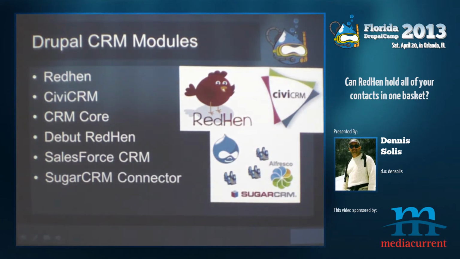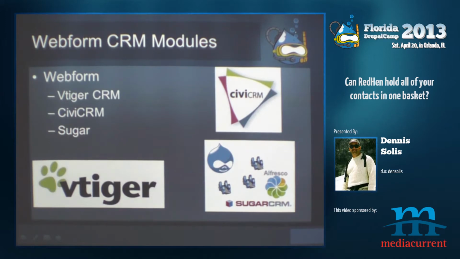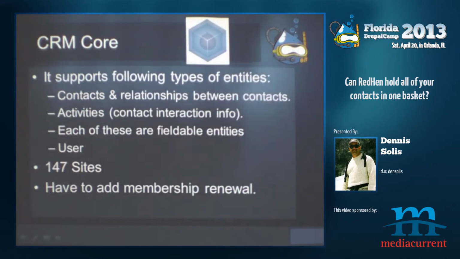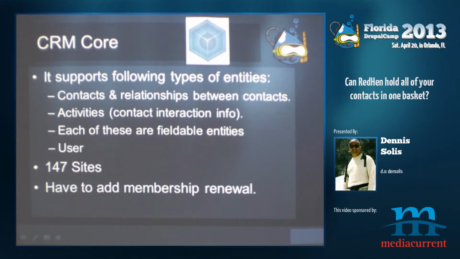There's quite a few CRM modules out there. There's RedHen, Civvy CRM, CRM Core. Debut RedHen is just kind of a modification of the standard RedHen. There's also Salesforce and Sugar CRM. And if you go into web forms, there's a few more. So, I don't want to talk about the web form stuff. Let's talk about some of the other, well, not web form ones.